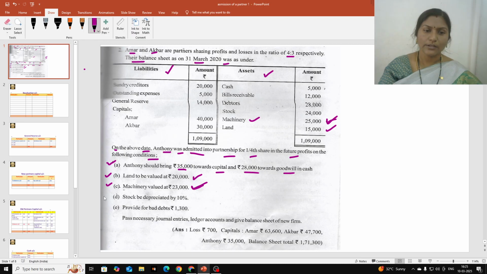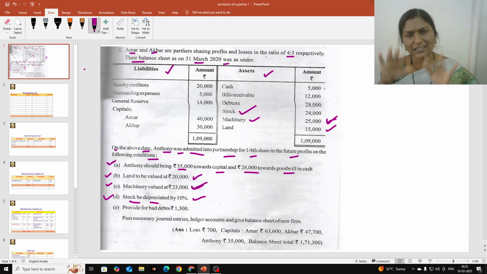Next, D point. Stock be depreciated by 10%. Stock is an asset. You can see they have given it under assets only, stock. So stock is an asset. The old value of stock is 24,000. But here we need not compare old and new, because the new value is not given in the information. What they said is, stock to be depreciated.